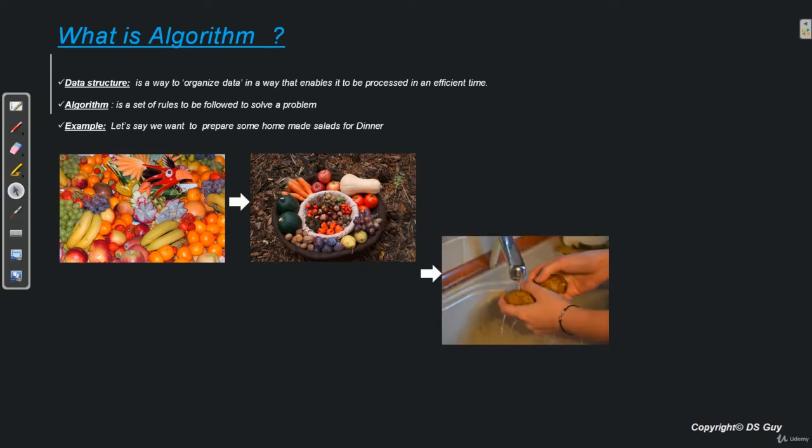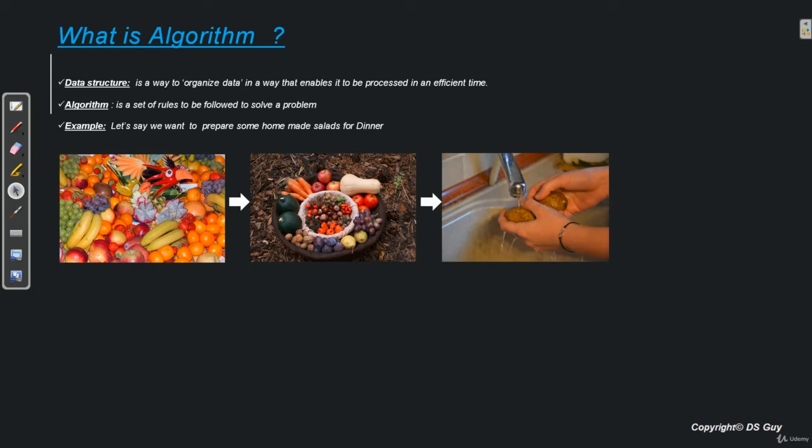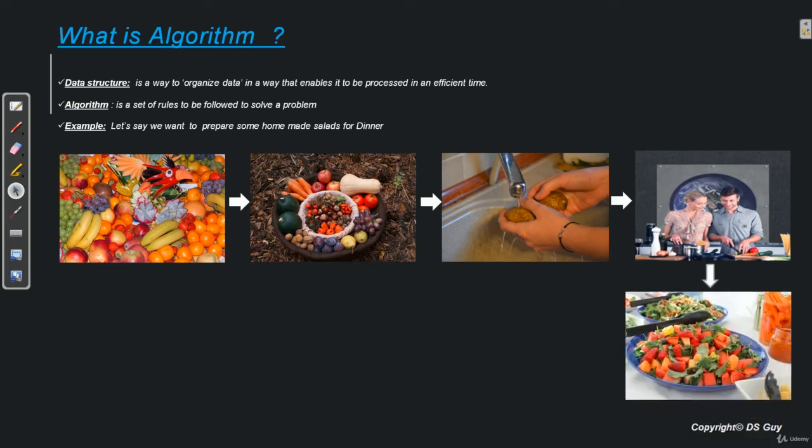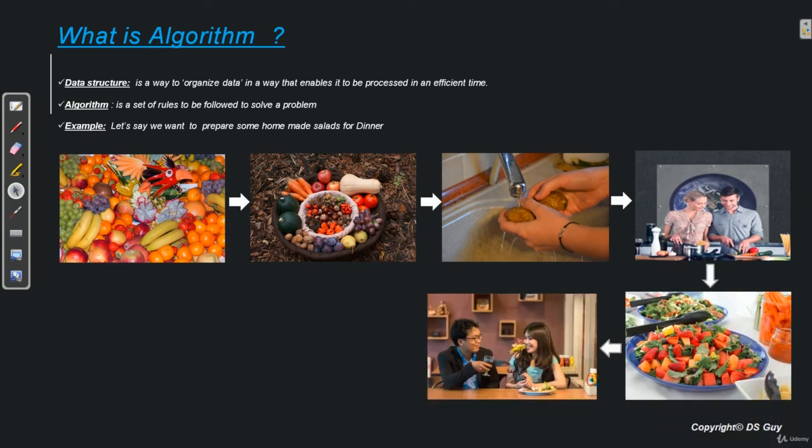Now the next step is we have to clean those fruits and vegetables, then we have to cut all of them, then we have to do the dressing part, and finally we are ready for our dinner. So whatever we have done over here, here and here are basically the steps or set of rules to solve the problem. And the problem was that we have to prepare homemade salads.